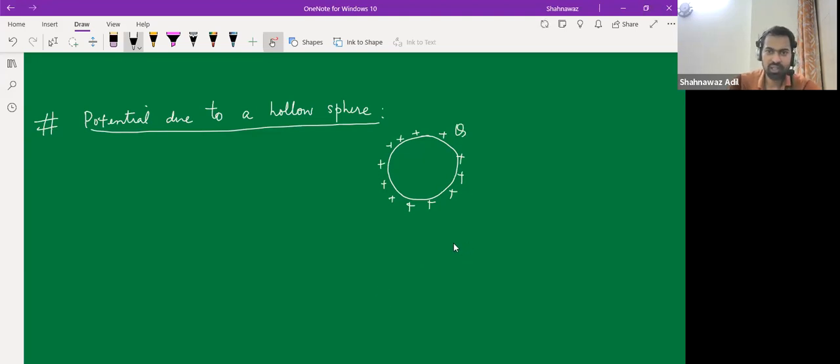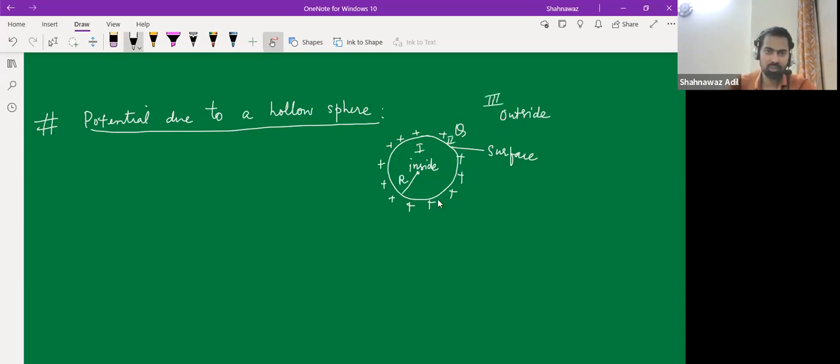So there are three regions, right? One is this inside. This is a surface, and the radius of this hollow sphere is R. And then we have this outside region. So we have to just remember what would be the potential in these three regions. So one, this is two, and this is three.